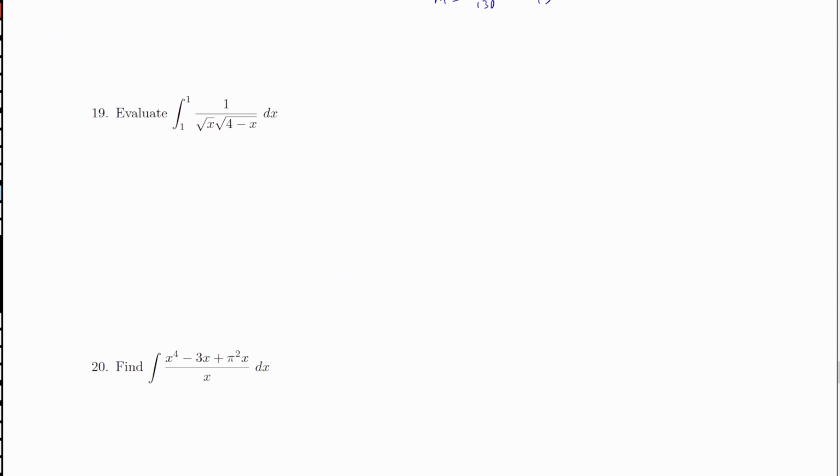Problem 19. If this was not a definite integral, this would be a very challenging problem. But what I'm looking at is an integral from 1 to 1. And I know from my properties of integrals, the integral from a to a of f of x dx is just 0, because we're not covering any distance. There's no width here. We're starting and ending at the same spot. So this integral is 0.